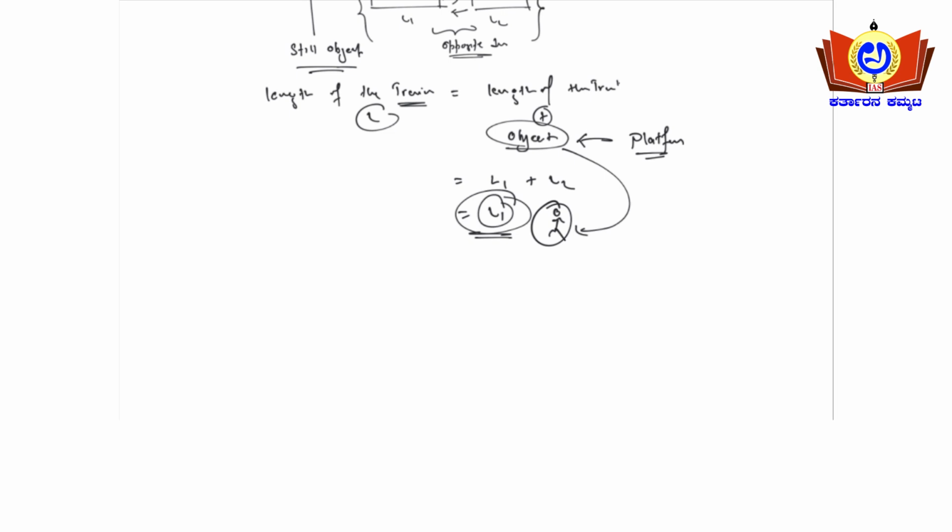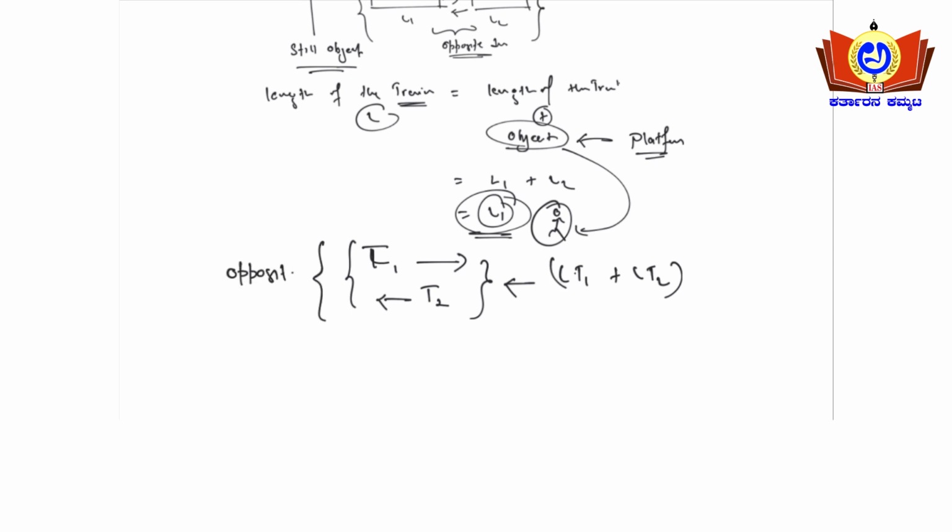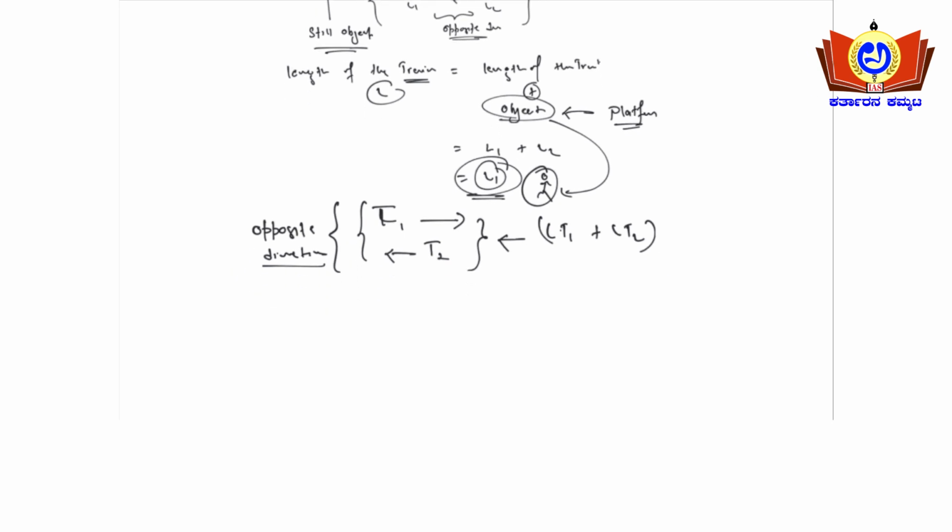In the same way, if train T1 is traveling in this direction and train T2 is traveling in this direction, what will be the length here? The length of train T1 plus the length of train T2, if they are crossing each other, that is, in opposite directions. What happens if they are traveling in the same direction?